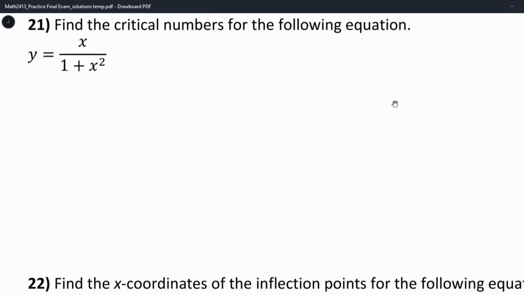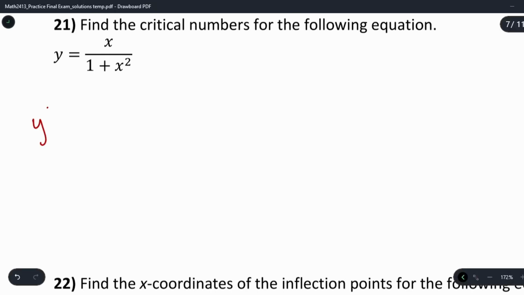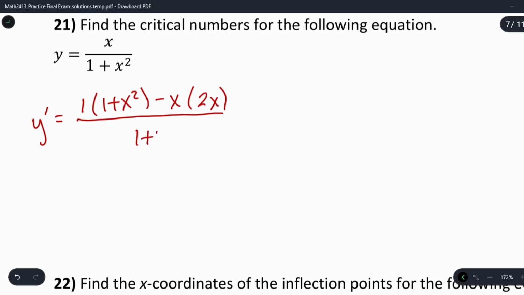Next, number 21, find the critical numbers for the following equation. In order to find the critical numbers, we need to take the derivative and set it equal to 0 and solve for x. So, to find y prime, given a rational function, we're going to need to use the quotient rule. We've got the derivative of the top times the bottom minus the top times the derivative of the bottom, all divided by the bottom squared.